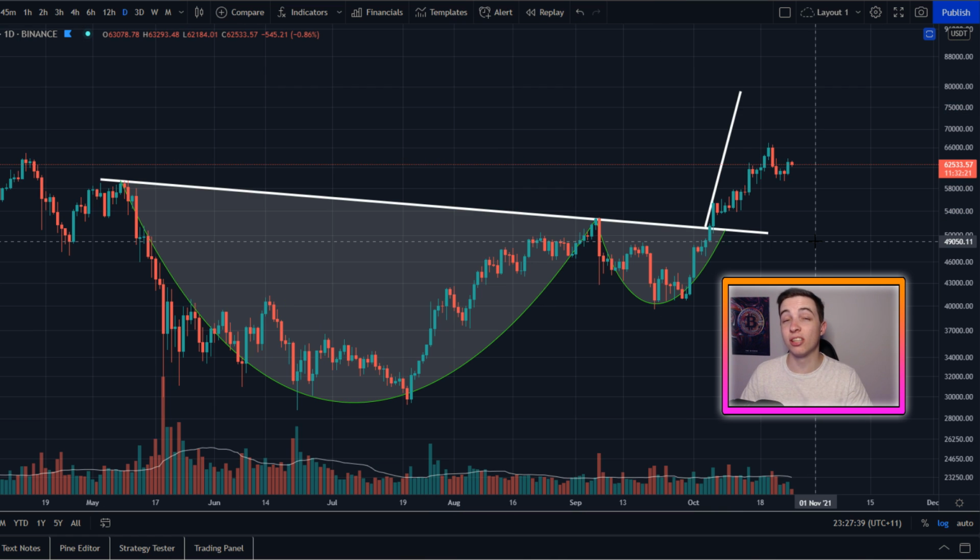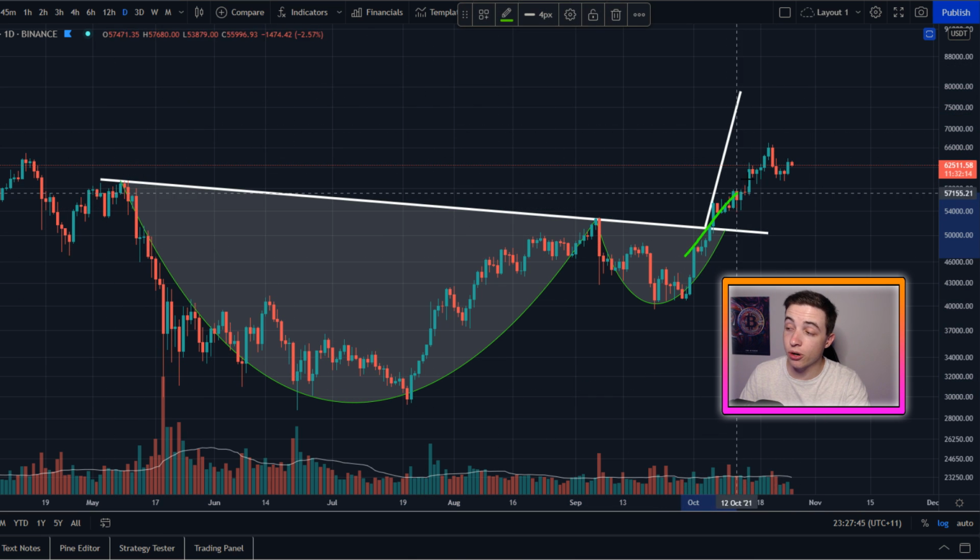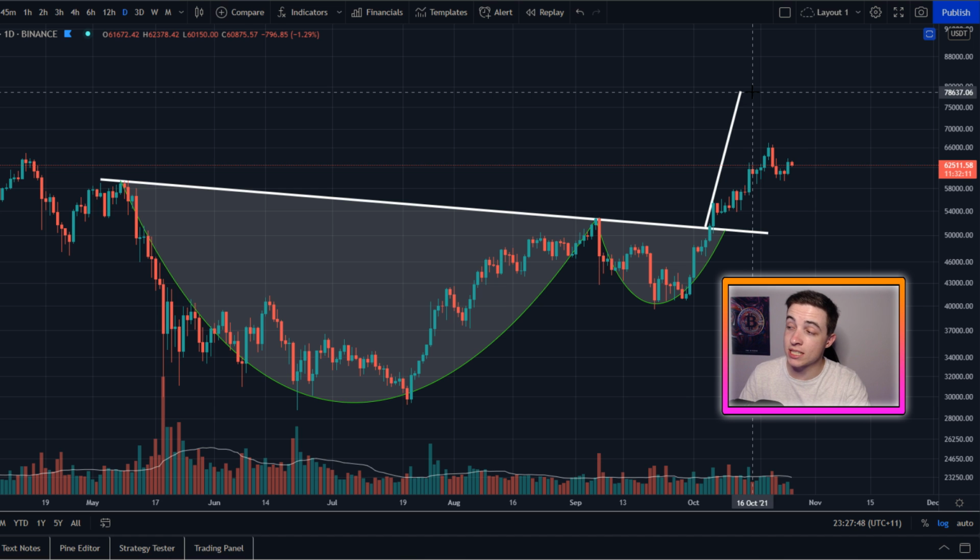And we also have much larger price targets at play. For example, this huge cup and handle pattern that has currently already broken out to the upside. And this is still giving us a price target towards around 79,000 US dollars per Bitcoin.